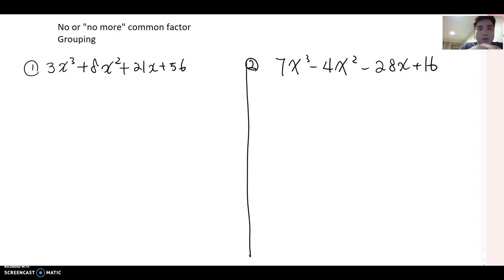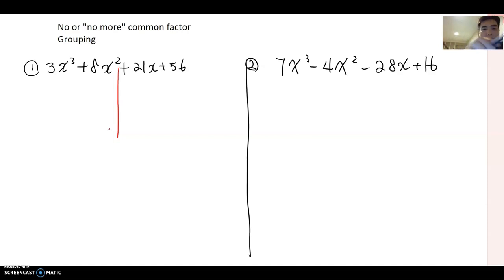So first of all, I'm gonna divide this polynomial half and half. So simply we can divide the first two terms and then the last two terms. So 3x cubed plus 8x squared become the first half, and 21x and 56 become the second half. And then we factor half and half.